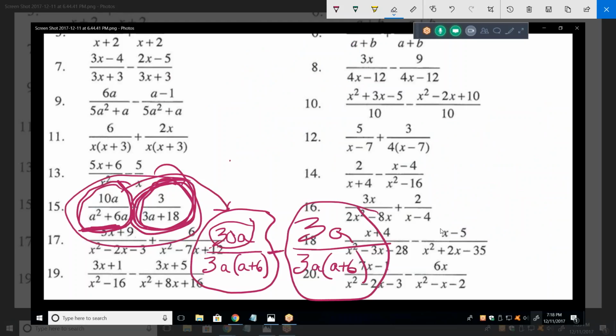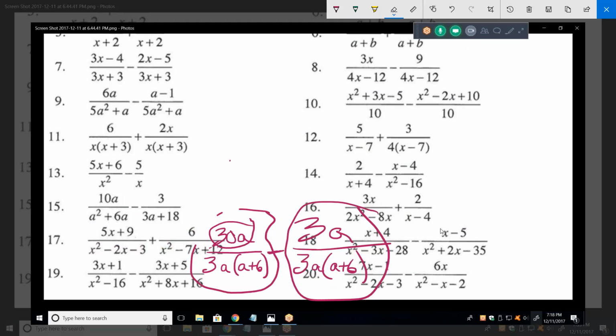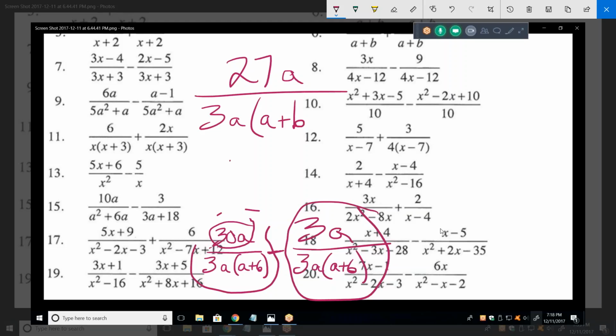Okay, I have a common denominator. I'm ready to operate on the numerator. So then you get 27 over, what? Hold on, 27 what? What's 30a minus 3a? 27a. Over the common denominator. Always left unfactored. You don't want to factor that.